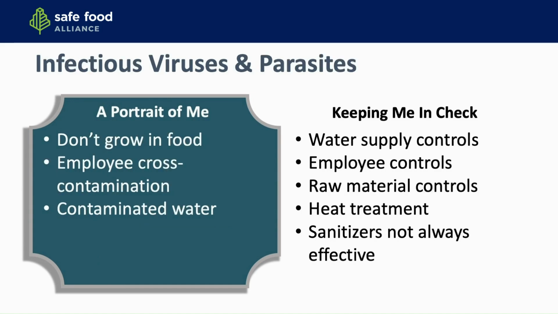Let's talk a little bit about infectious viruses and parasites. These are a little bit unusual. We've been talking a lot about the bacteria that are quite able to grow in our food products. But viruses and parasites don't typically grow in food. They're often present in the food and cause disease either because of employee cross-contamination, perhaps someone was ill with a virus and was shedding that virus and didn't practice good safe handling practices, so they were actually able to contaminate the food by handling it, or through contaminated water.